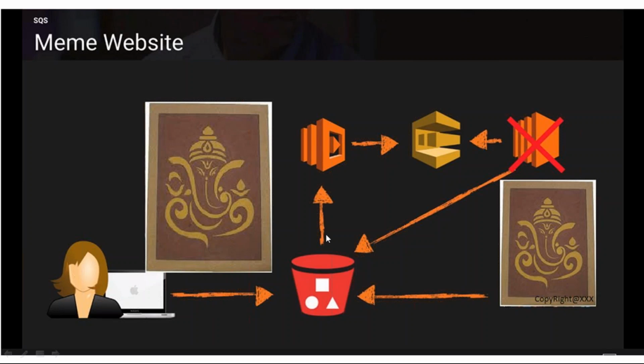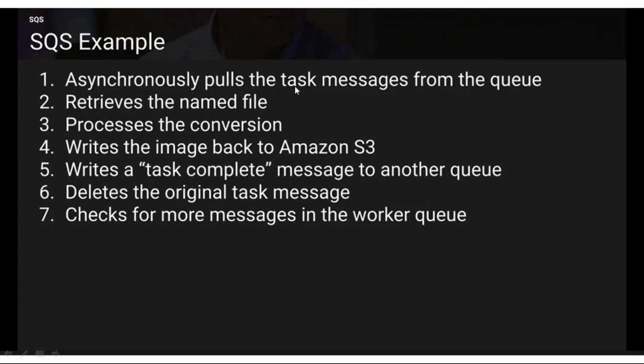So in terms of the example that we just learned, the Lambda asynchronously pulls the task messages from the queue. The moment an image gets uploaded to the S3 bucket, it is picked up by SQS and put into the queue. Retrieve the named file. There are a certain number of steps that I'm going to write, so in this case our SQS has already got a message which has a certain number of steps. The first step is to retrieve the specific file, process the conversion, and write the image back to the S3.